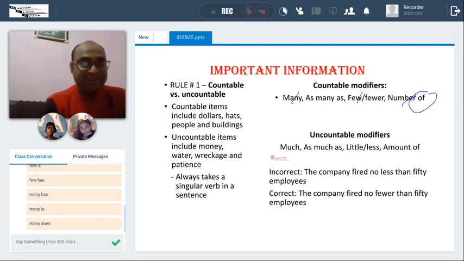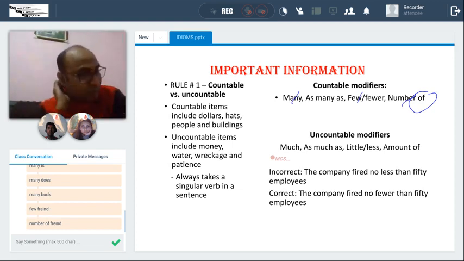And the next point is the noun. So many books, few friend, no, few friends. At the same time, number of friend, no, number of friends. All right. So whenever we use many, few, number, the noun and verb should both be plural.